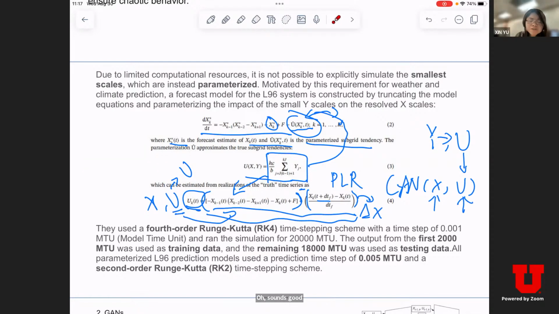Can I ask one question? So, when we talk about the large scale and the small scale, it's always about the time, not the space scale, right?